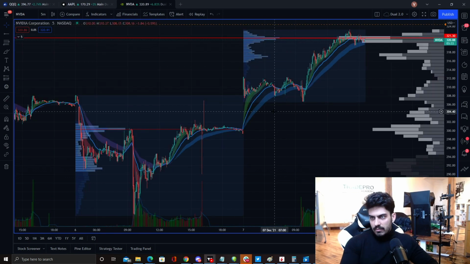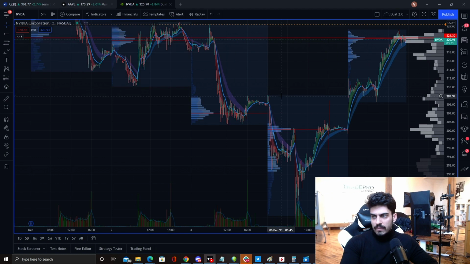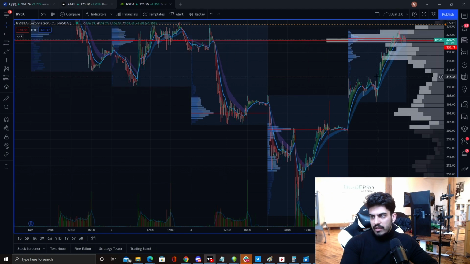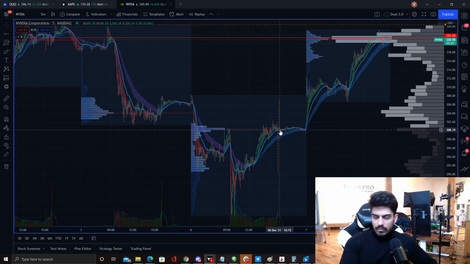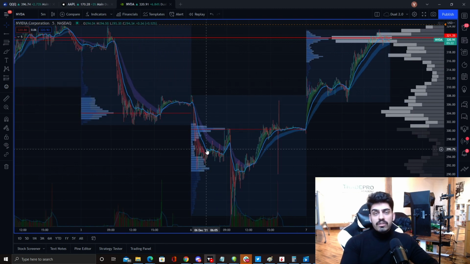Nvidia, for example, right? If we look at Nvidia, the pre-market level was right here. This scalp turns into a very quick day trade. So that's the next thing we want to talk about. How can the scalp turn into a day trade?